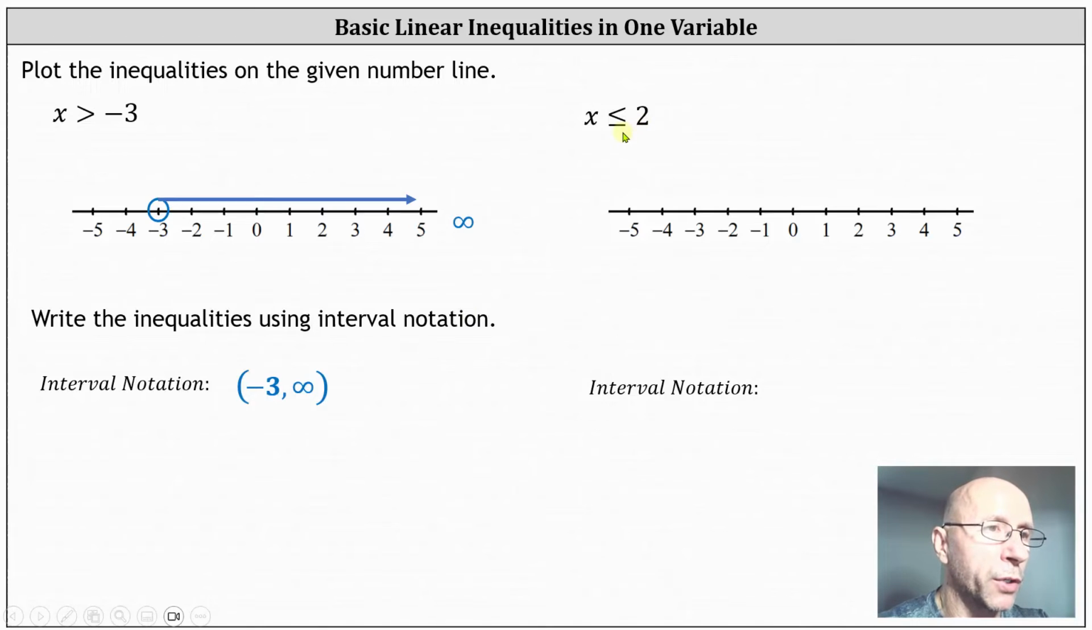For the second example, we have x is less than or equal to positive 2. In this case, positive 2 is in the interval. We indicate this by making a closed point on positive 2. And because x is less than or equal to positive 2, we draw an arrow to the left. And as we continue left, we approach negative infinity.